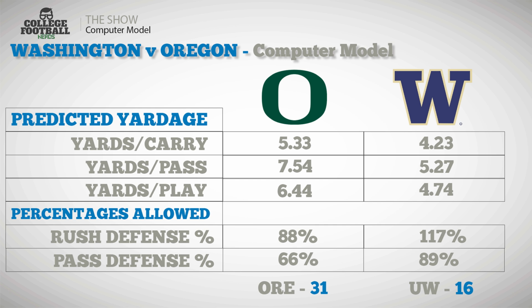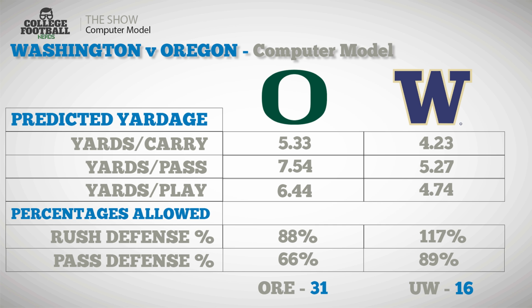I mean, they're elite in pass defense. 66% is crazy low. It is hard to get pass defense numbers that low. Actually, if anything, that might be a little bit of a red flag. And on the other side, Washington is at 117% of opponent rushing averages and 89% of opponent passing averages. 117% of opponent rushing averages is terrible. That is objectively bad by any measure. And it's easy to say they're only allowing 4.5 yards per carry, but their opponents only average 3.9.